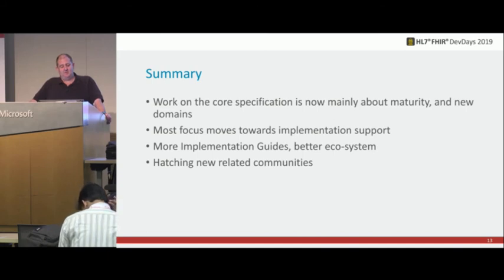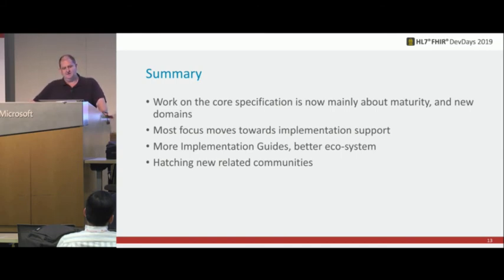So, summary. Work on the core specification is now mainly about maturity of the specification and new domains. As far as we know, we've done all the infrastructure in the specification. No one's running around going, you haven't got X or Y, and they're big pieces of work that we need to do. What people are running around going is, I don't really know how to fit this into some other piece of work that I'm doing. So it's all about integration, and the architecture side is all about integration, whether it's JSON schema or OpenAPI or RDF or national ecosystems and so forth.